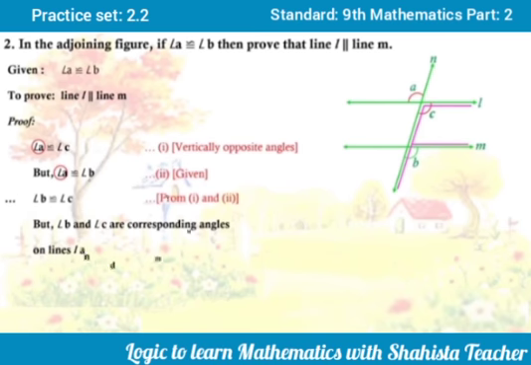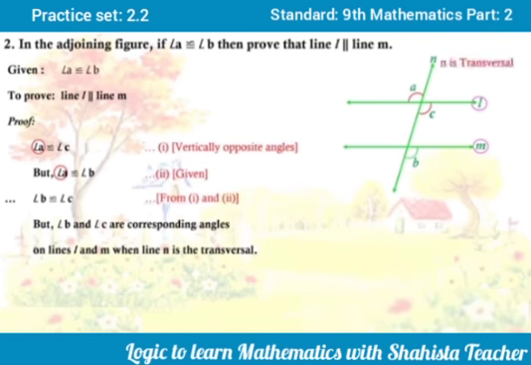Same side, same direction. On lines L and M, when line N is the transversal, see this, lines L and M are parallel lines and N is the transversal line. But angle B and angle C are corresponding angles. Is that clear, my dear students? So here now see this pink color indicates the parallel lines and N is the transversal line. L and M are parallel lines and N is a transversal line.